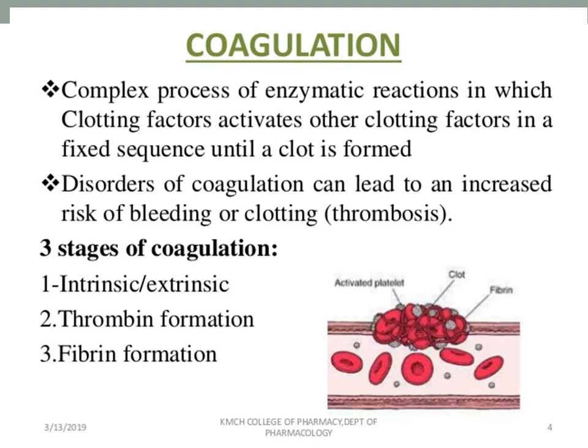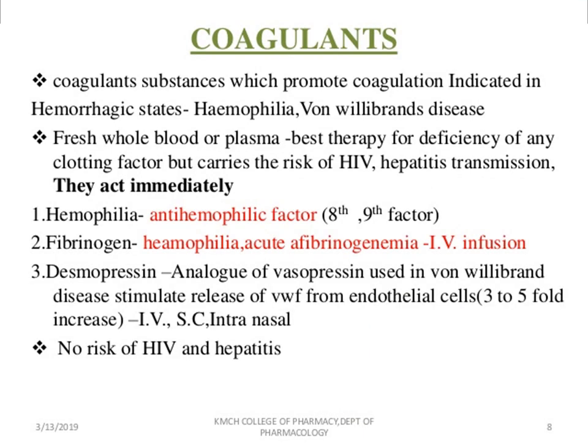Coagulation is a complex process of enzymatic reactions in which clotting factors activate other clotting factors in a fixed sequence until a clot is formed. Disorder of coagulation can lead to an increased risk of bleeding or clotting, that is known as thrombosis. Three stages of coagulation: first, extrinsic; second, thrombin formation; and third, fibrin formation.